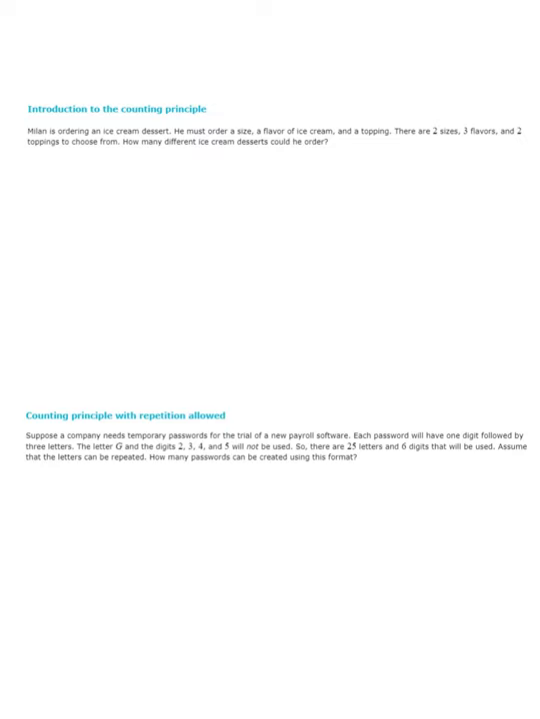Next problem. Again, it's the counting principle. When ordering an ice cream, he must order a size, a flavor, and a topping. 2 sizes, 3 flavors, 2 toppings. All I'm going to have to do there is multiply those together to get the total number of different ice cream desserts he could order. 2 times 3 is 6, times 2 is 12. 12 different possibilities.